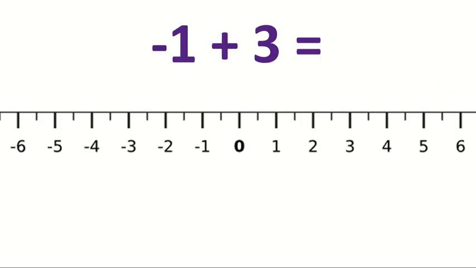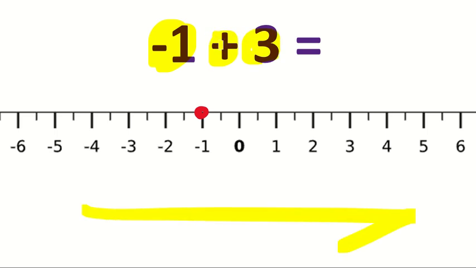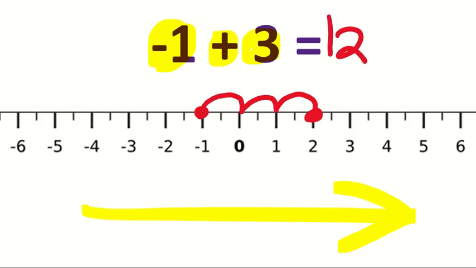Now, let's do a few more examples. We got a negative 1, put our dot above a negative 1, and we're adding a positive 3, which means we're going to the right 3 spaces. So let's do that. We're going to go 1, 2, 3 full spaces, which drops us right at 2. Thus, we see that negative 1 plus 3 is 2.